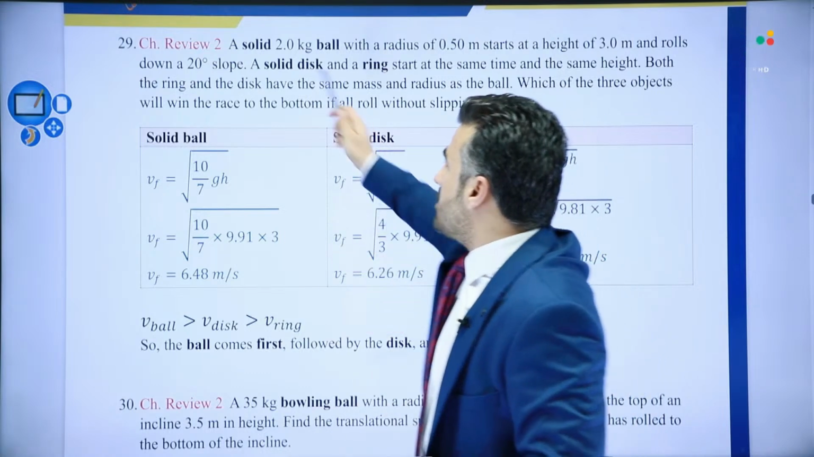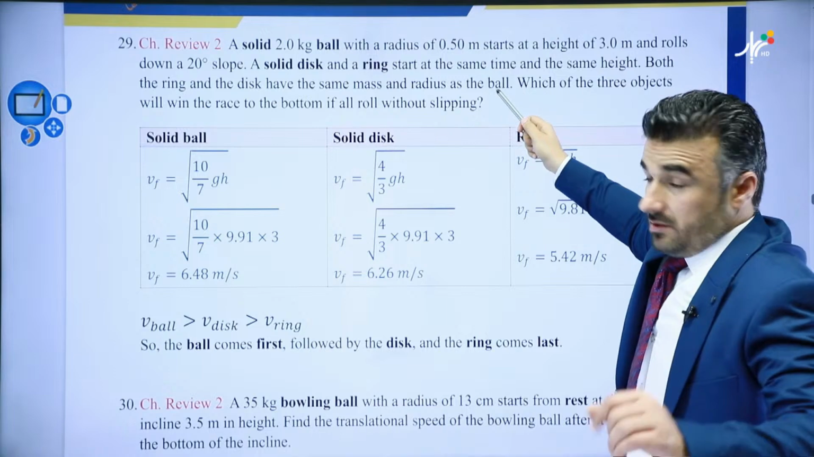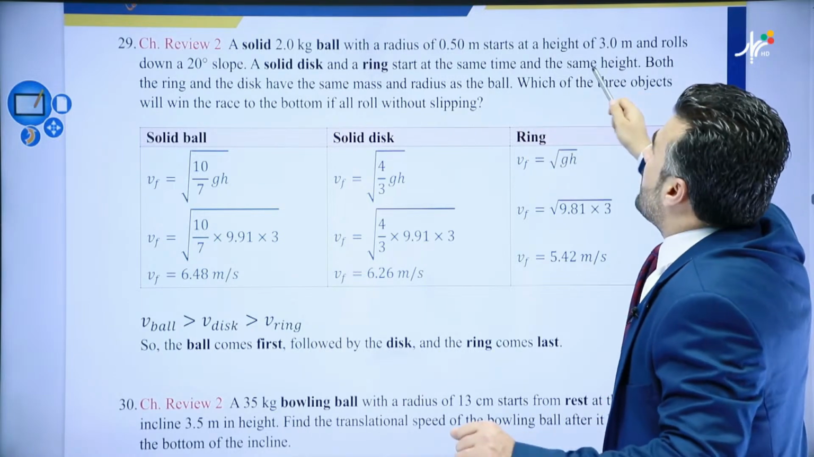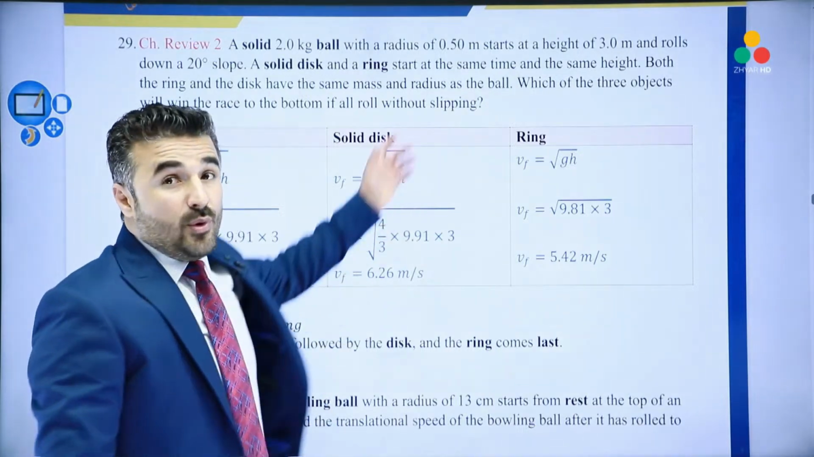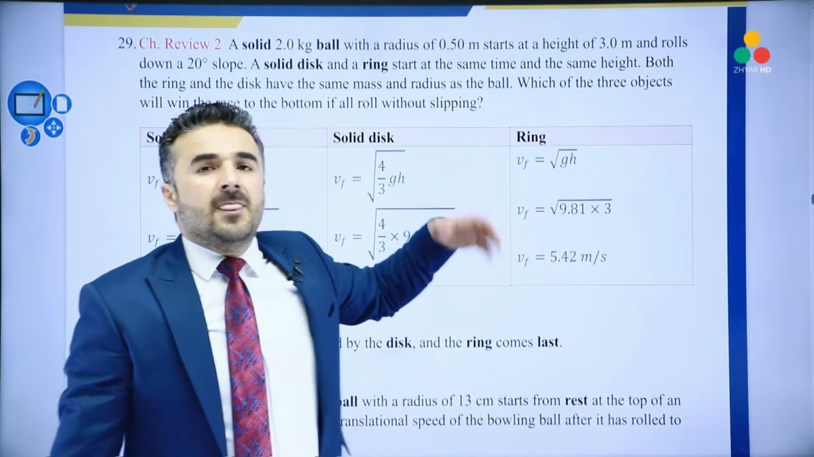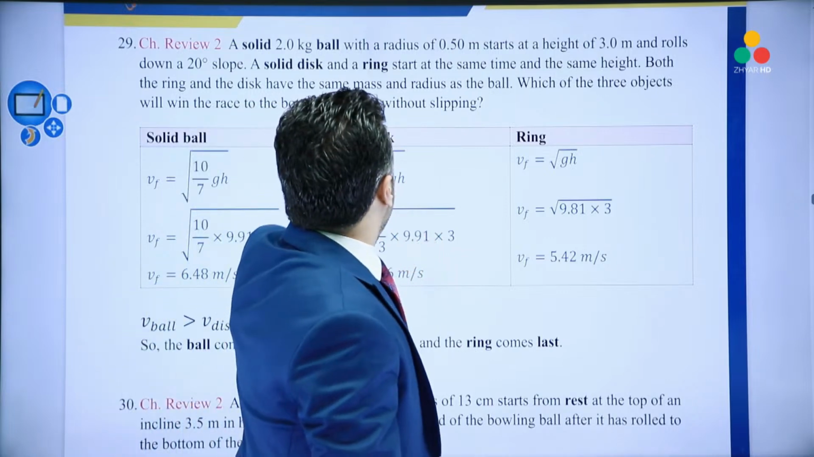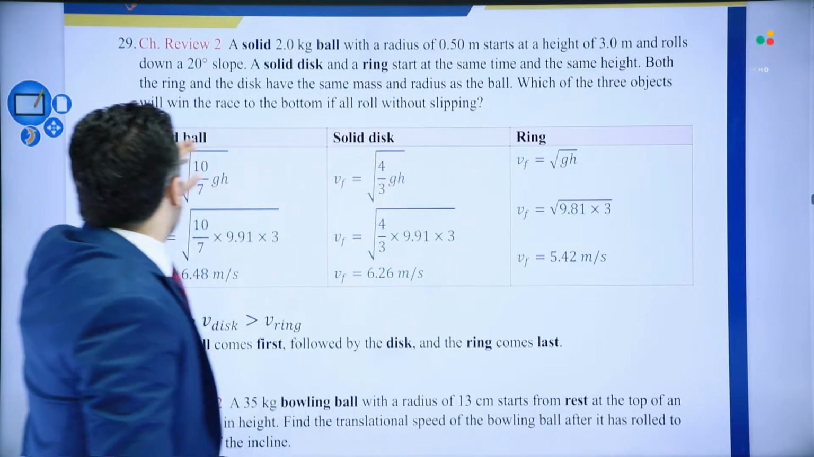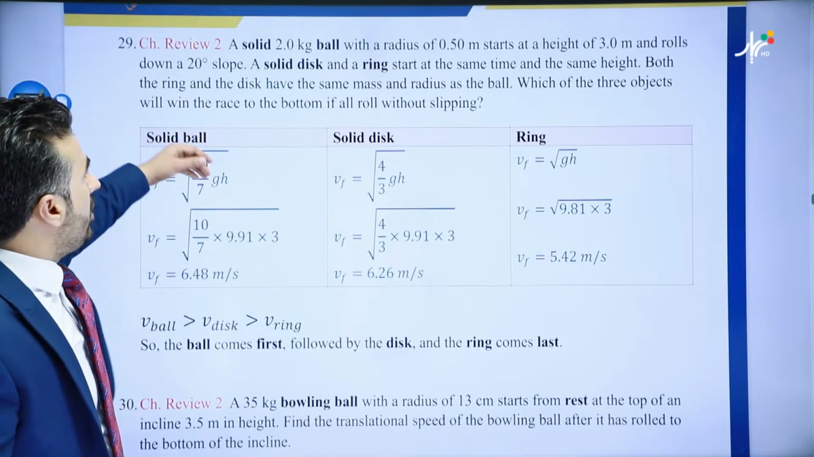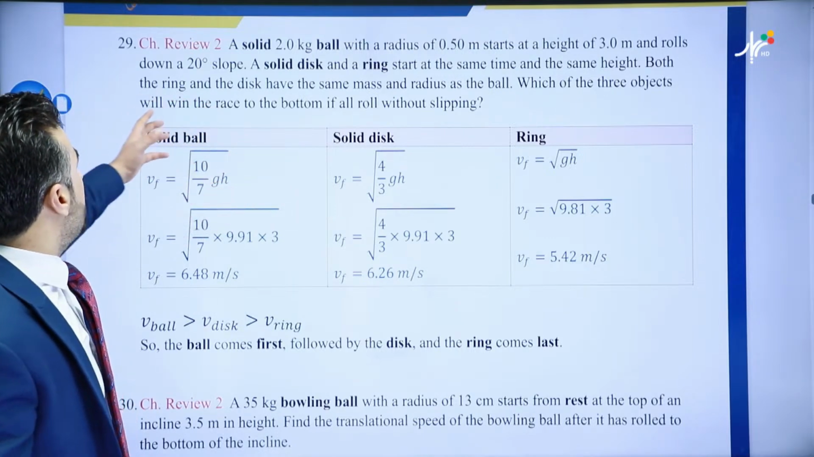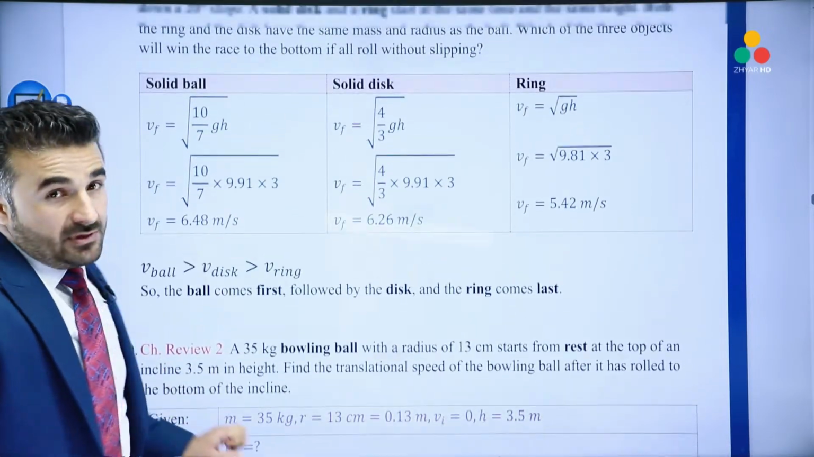And then, of course, another object, we have a solid disc and a ring, start at the same time at the same height. Both the ring and the disc have the same mass and radius as the ball. So each one of them has the same mass, the same radius, and starts at the same time, at the same height as well. Which of the three objects will win the race to the bottom if all roll without slipping?